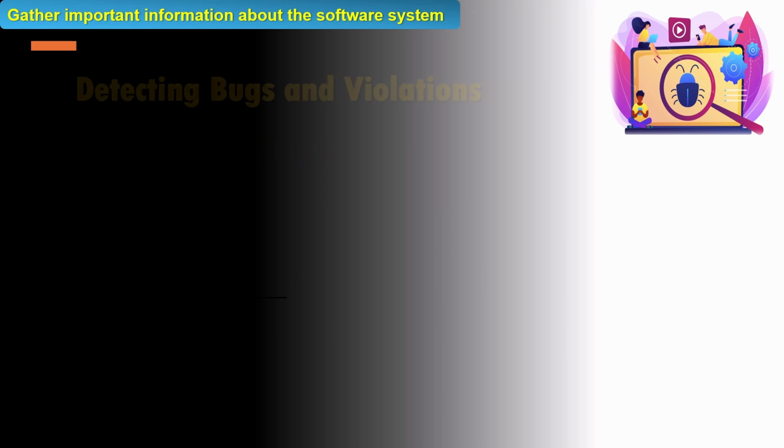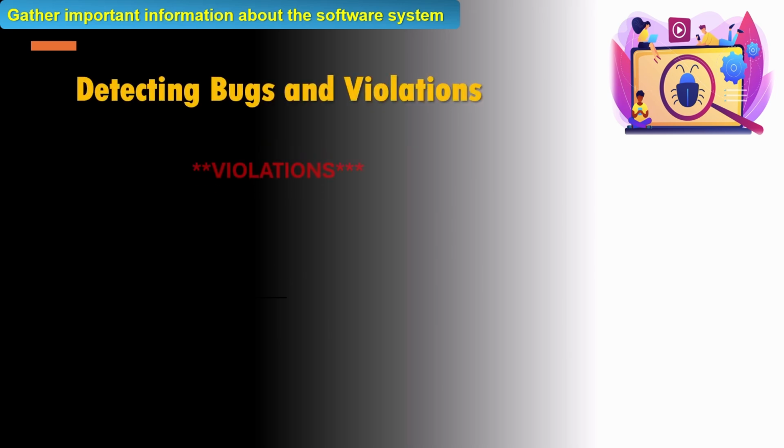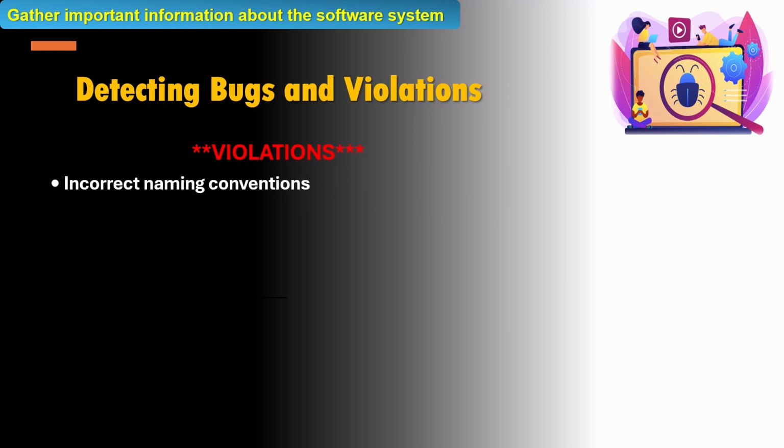In addition to bugs, static code analysis also identifies coding standard violations. Coding standards are the rules that developers follow to maintain consistency across the project. For instance, incorrect naming convention, that is, variable, class, or method names do not follow project naming rules, reducing the readability. Improper indentation, so poor spacing and alignment make the code difficult to read and understand. Missing comments, where lack of explanations makes complex logic harder for developers to maintain.